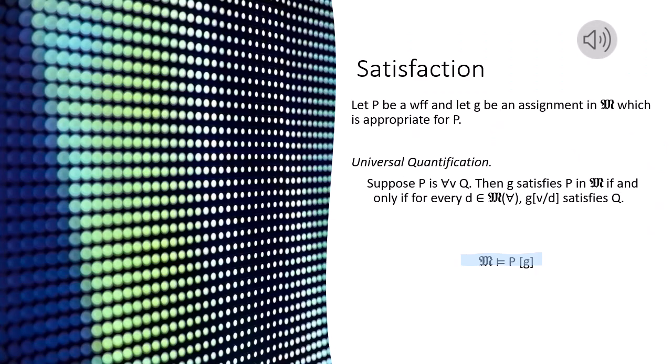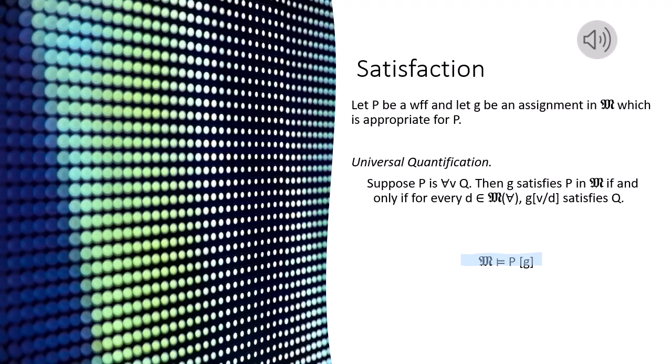So let's now suppose that P is a universally quantified statement. In other words, P is of the form for all V Q. Here, Q may not necessarily have fewer truth functional connectives. However, it does have fewer logical symbols, and in this case, it has one less quantifier symbol, namely that quantifier symbol for all. And so we can assume that we've determined if Q is satisfied or not in this structure M.